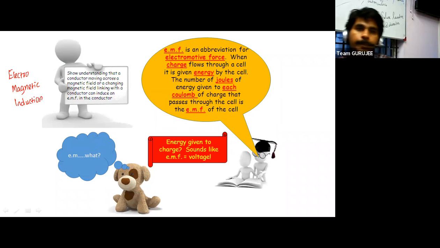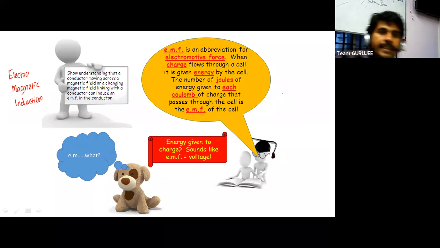That means when a conductor is moving in a magnetic field, or by changing the magnetic field, an electric field is created. That we have to discuss one by one. So that principle is known as: a conductor moving across a magnetic field, or a changing magnetic field linked with the conductor, can induce EMF in the conductor.